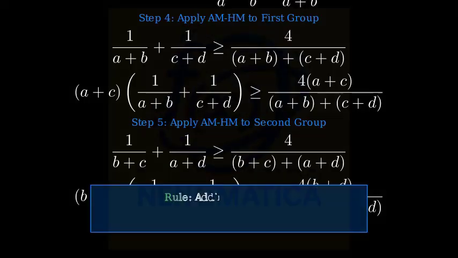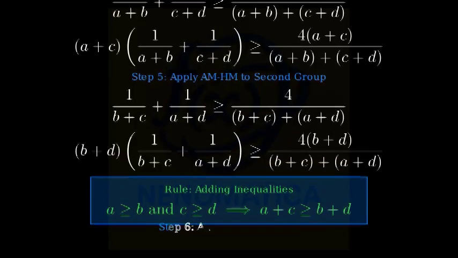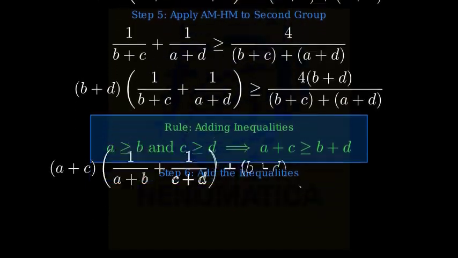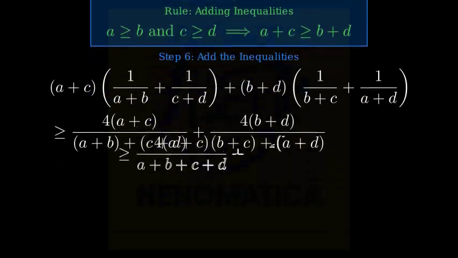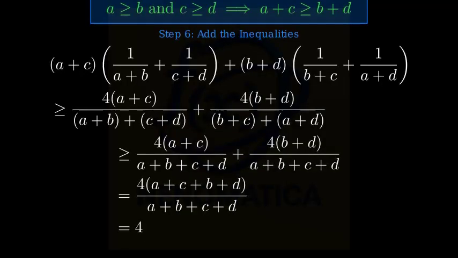On the left side, we get the original expression from our problem. On the right side, we get 4 times a plus c over a plus b plus c plus d plus 4 times b plus d over a plus b plus c plus d. We can simplify the right side to 4 times a plus c plus b plus d over a plus b plus c plus d, which equals 4.